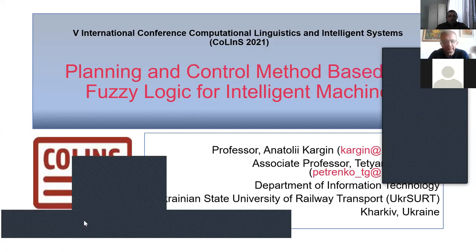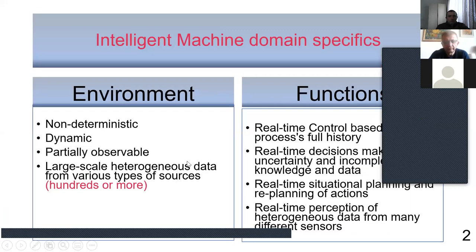In our report, we discuss how a fuzzy logic system can be implemented for real-time decision making by intelligent machines in complicated situations. By complicated situation, we mean processing of data from a large number of sensors in a non-deterministic, dynamic, and partially observable environment.